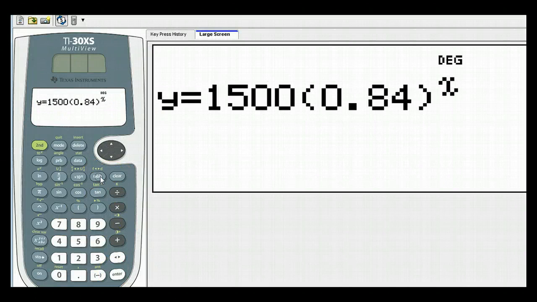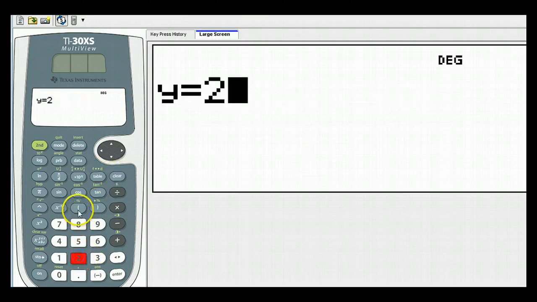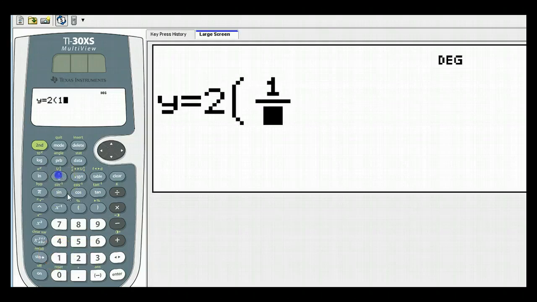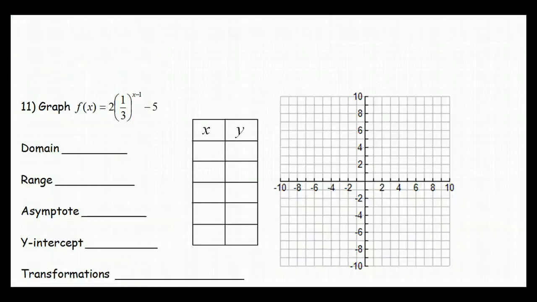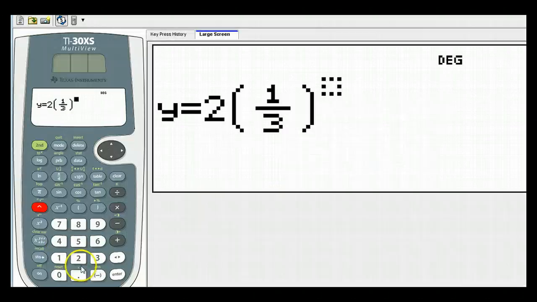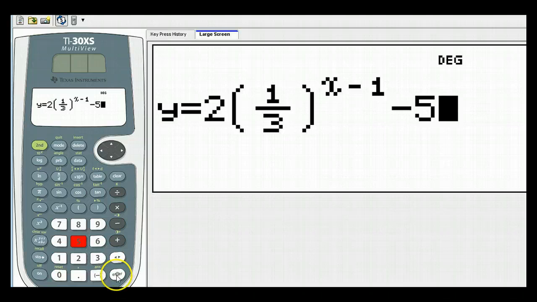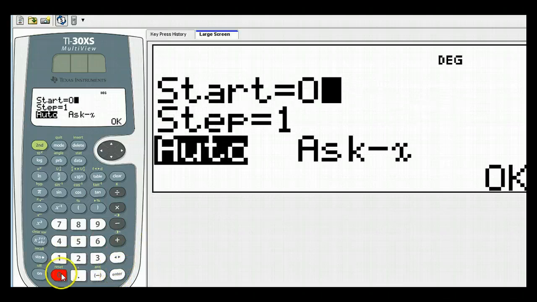Of course, hit your table button. Yeah, okay, so 2 times 1/3 to the x minus 1 power. So x minus 1, and then what was that? -5. So -5. Just type it in your calculator. I'm just going to start from 0 for right now.